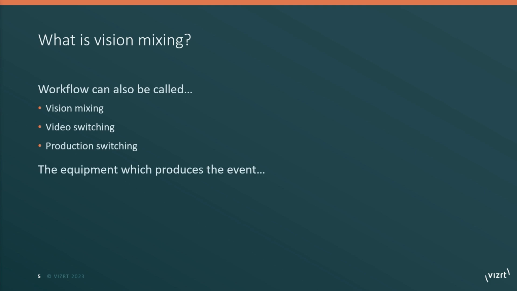And as goes along with that, the equipment which produces your vision mixing event can go by different names as well. It could be called a vision mixer. It could be called a switcher or a video switcher, or a production switcher. So again, all these terms are referring to the same piece of gear producing this live vision mixing output.